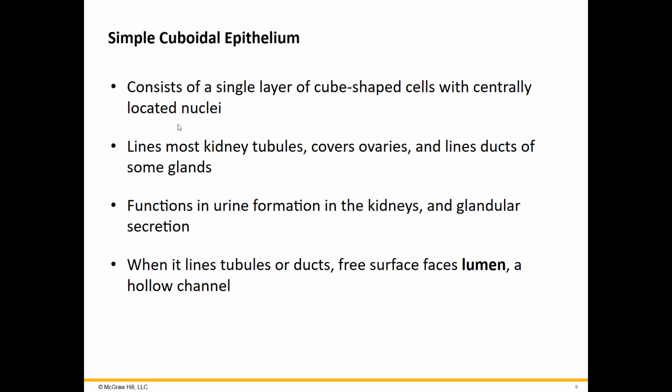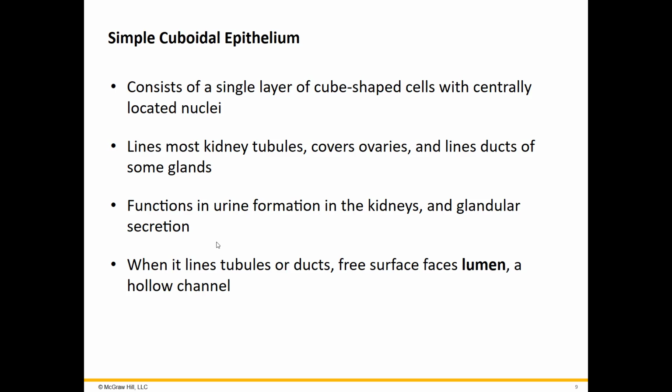What do I want you to know? It lines a lot of tubes and some glands. So if there's a tube in your body, it's probably cuboidal. It functions in the formation of urine in the kidneys and glandular secretion. So some of the glands are going to be simple cuboidal.